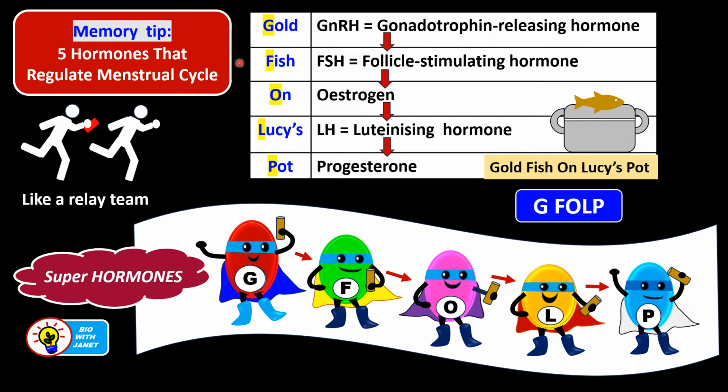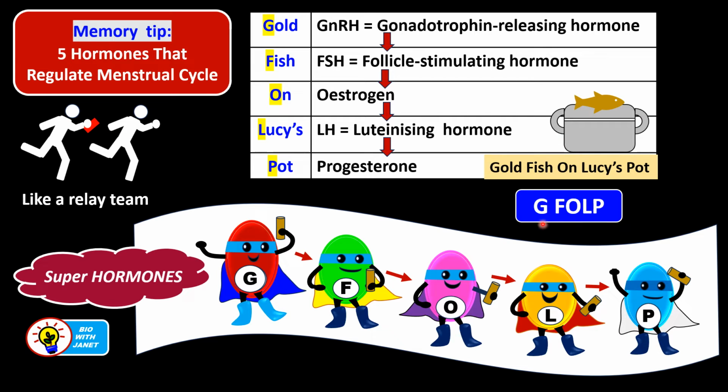It's a good memory tip to remember the 5 hormones that regulate the menstrual cycle in the correct sequence of the actions. Regard it like a 5-member relay team, where one hormone stimulates the release of the next hormone. For example, G stands for the gonadotrophin releasing hormone, GnRH. It stimulates the release of FSH from the pituitary gland. And then FSH stimulates the release of estrogen from the follicular cells in the ovary. Now, estrogen stimulates the release of LH from the pituitary gland. And lastly, LH stimulates the release of progesterone from the corpus luteum.